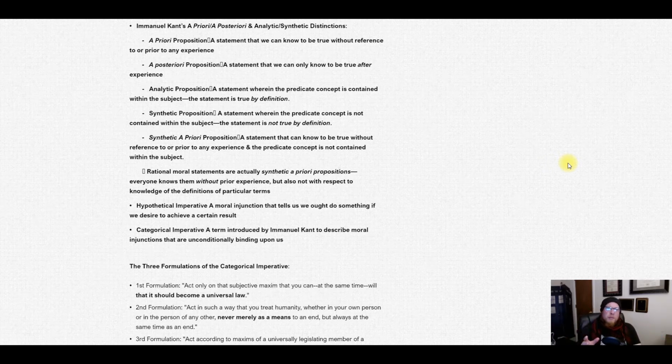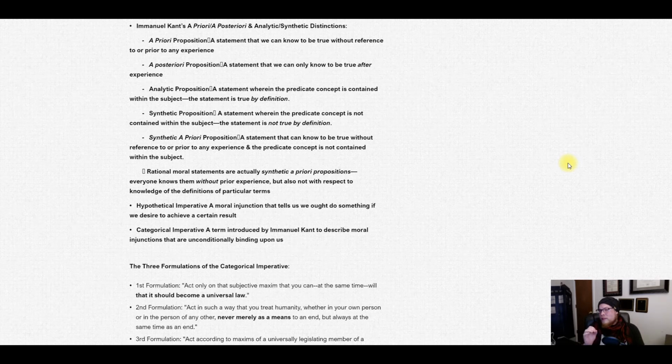Then there are also synthetic propositions. Synthetic propositions are not obviously true. Like if I say there's a red car in the parking lot, that's not something that you can know immediately. If there's a red car in the parking lot, we kind of need to confirm that by going and looking at the parking lot. It's not something we can just figure out on our own.